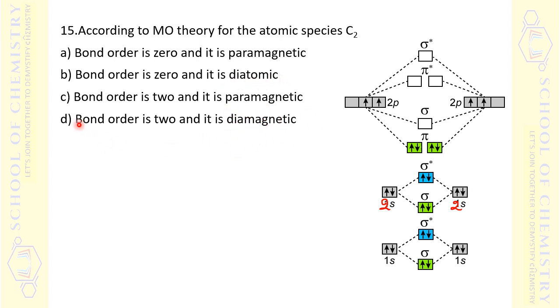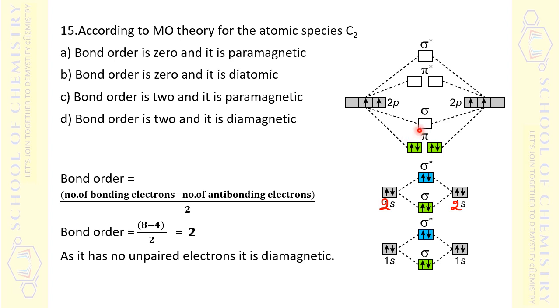Even without calculation of bond order you can go with this, but if you know how to calculate the bond order, it can be calculated by counting total number of bonding and anti-bonding electrons. Bonding electrons, if I count 2 plus 2 plus 2 plus 2, so totally it will be 8, and anti-bonding electrons, here in blue, anti-bonding 4, 8 minus 4 by 2, it will be coming to 2. So therefore bond order will be 2, and because no unpaired electrons are left, it should be diamagnetic. Option D should be the correct answer for this.